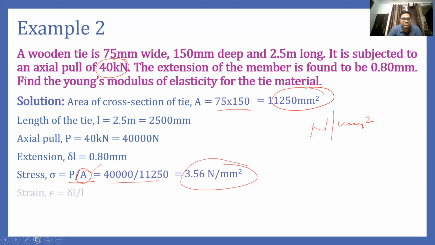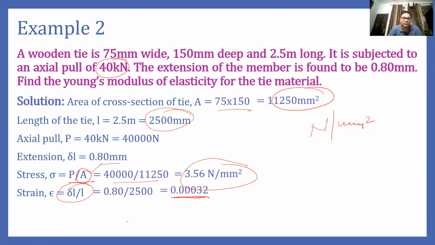Similarly, we can find out the strain. Strain is change in length upon original length. The change in length is 0.8 and the original length is 2500 mm. So the value is 0.0032. That is the value of strain.